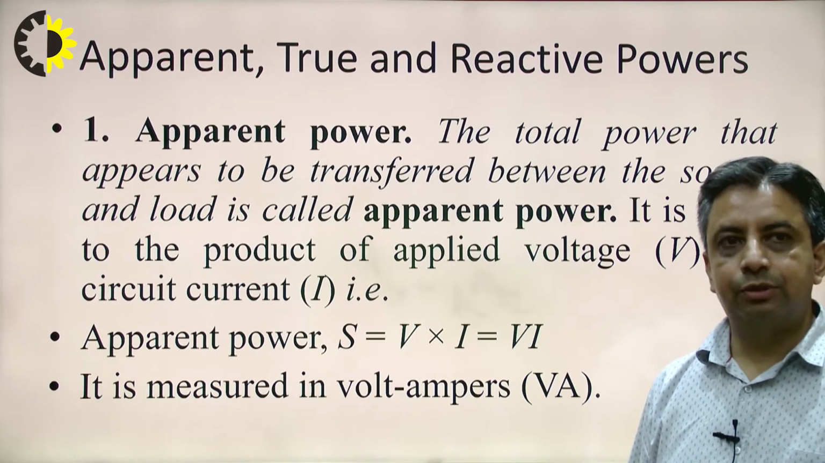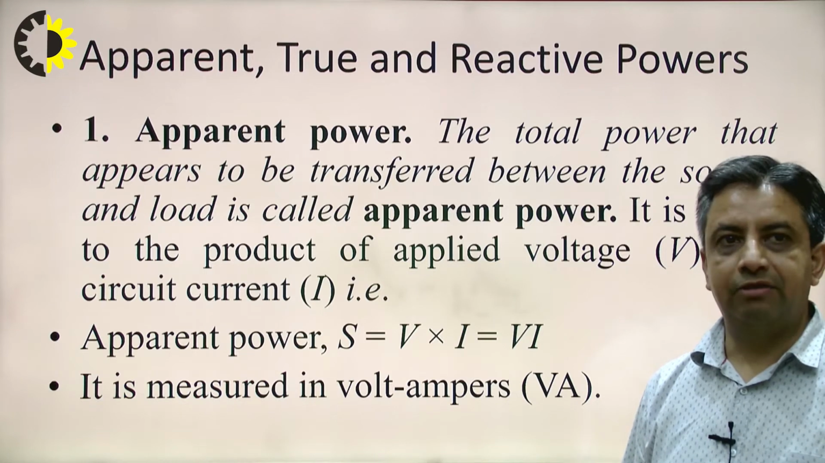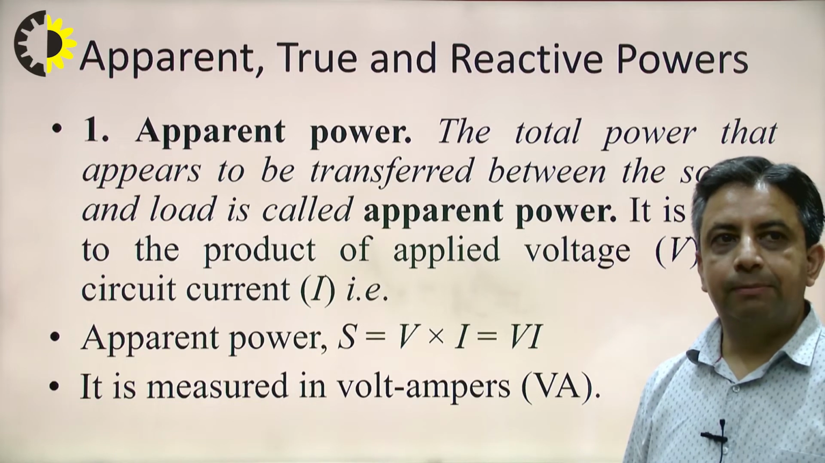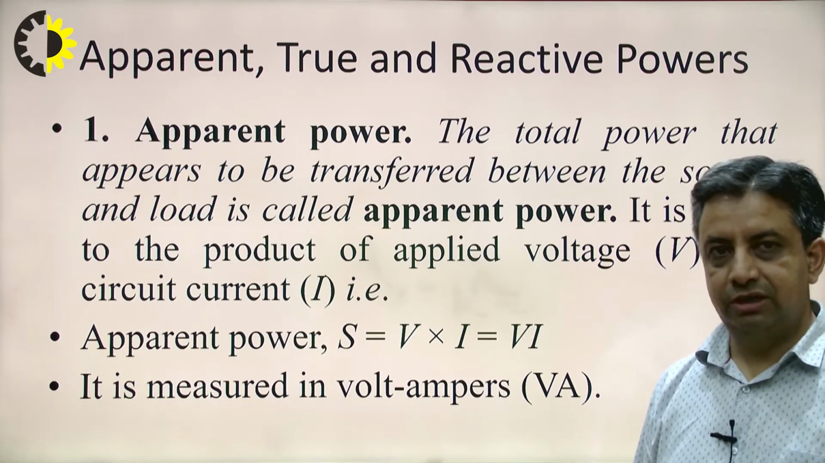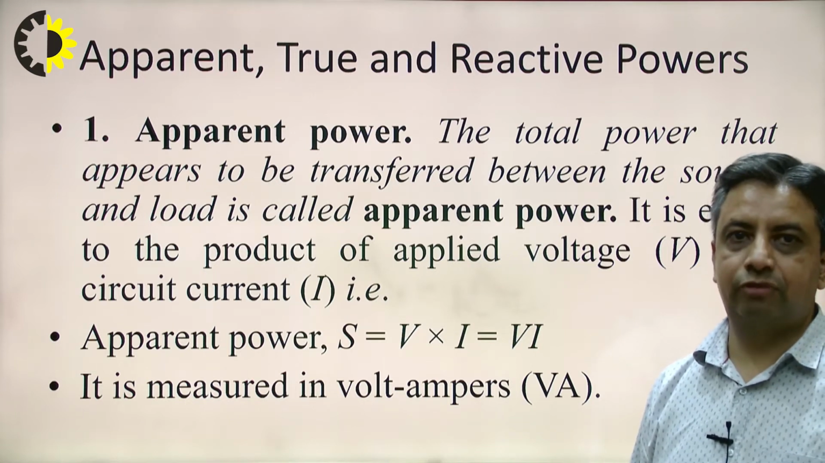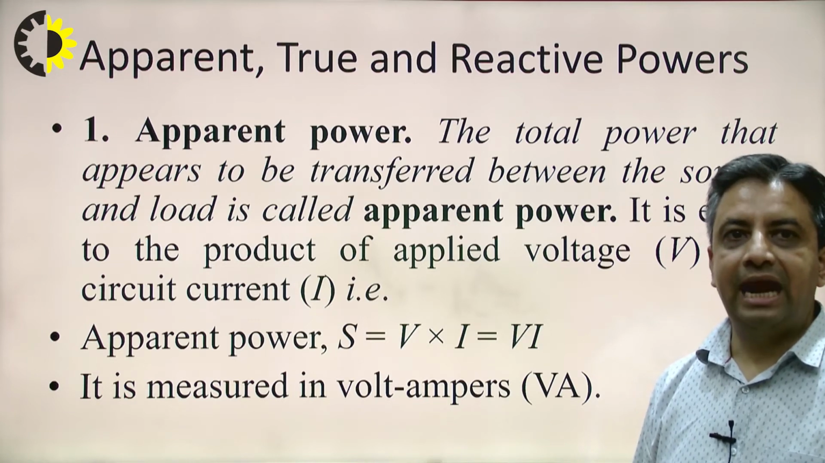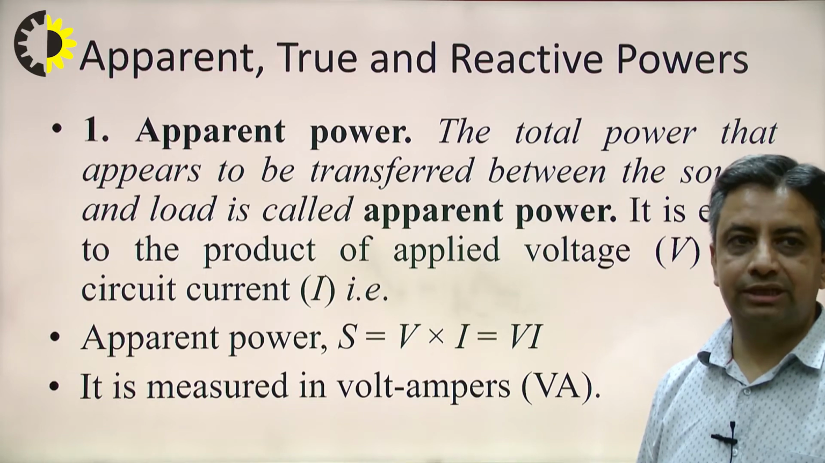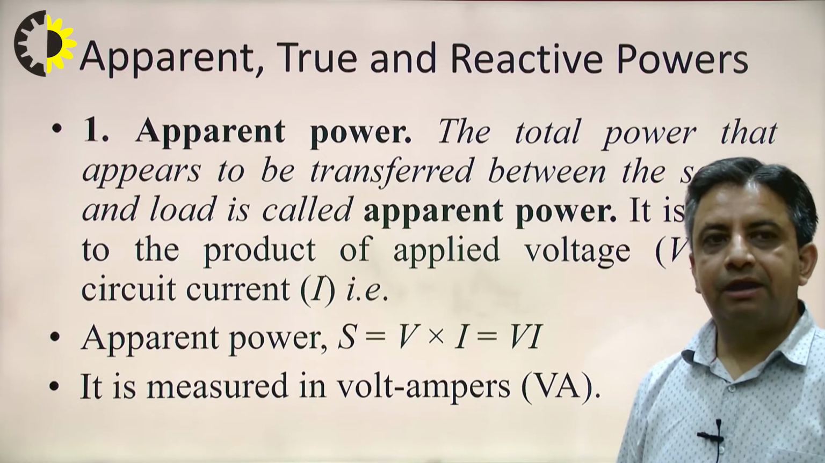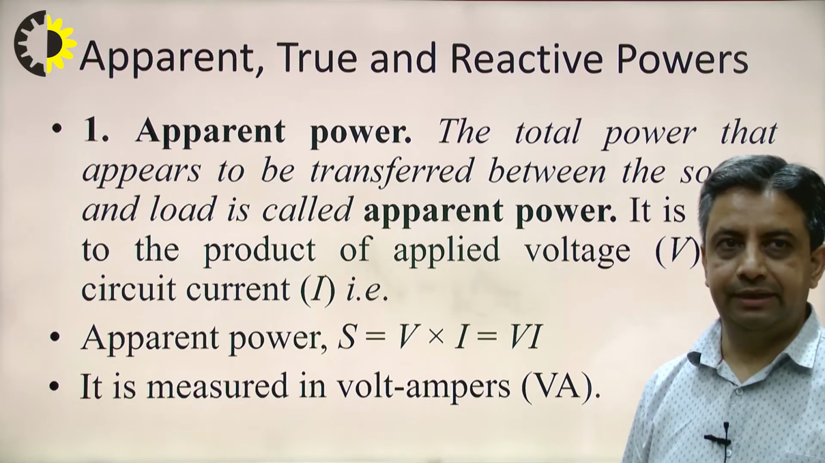So let us try to understand all the three one by one. First one is called apparent power. The definition of apparent power is that it is the total power that appears to be transferred from the source to the load. The total power that is transferred from the source to the load, that is your apparent power, and it can be determined using the expression V into I. Apparent power is denoted by capital S and the units for this is volt ampere.